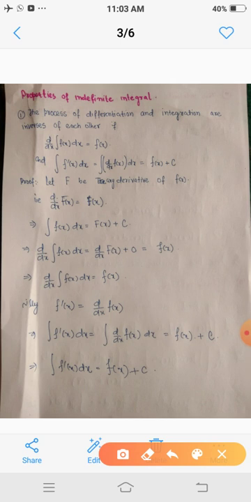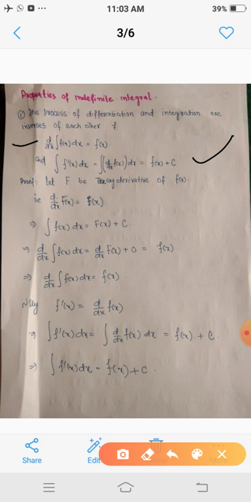Now, the first property is to prove that the processes of differentiation and integration are inverse to each other, in the sense that d by dx of integral f(x) dx equals f(x). This means that when we first operate the integral on a function and then operate the differential, we get the same function. So they are inverses to each other in this sense. Similarly, if we operate the differential first on a function and then the integral, we get the function with some constant c. In this way they are inverses to each other.